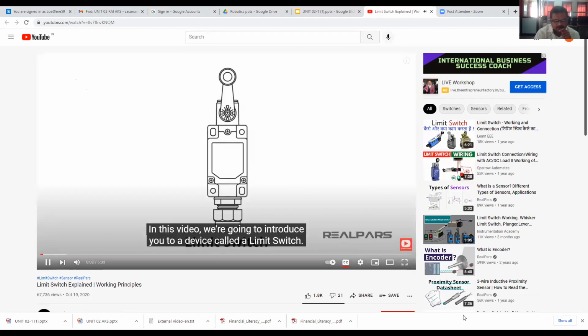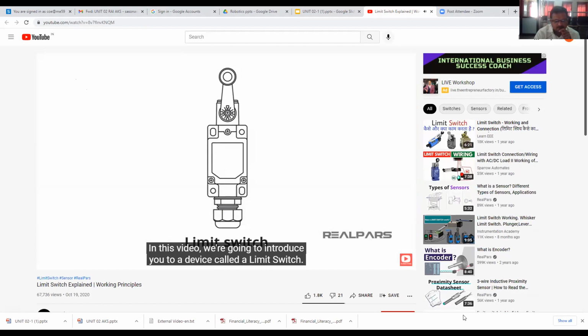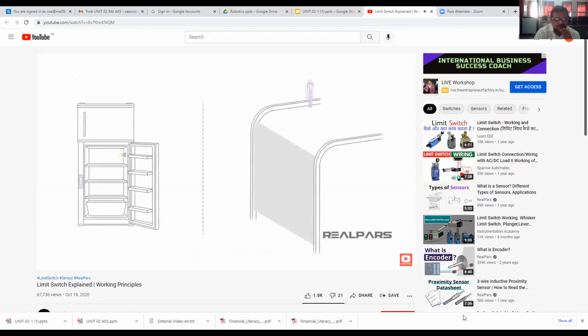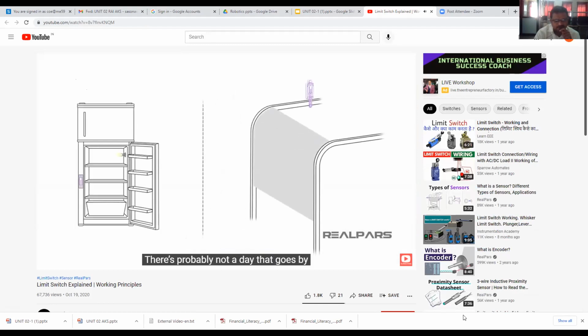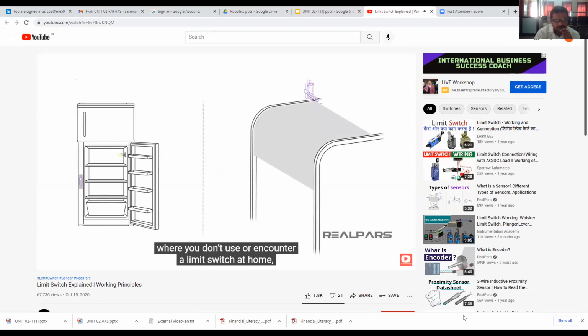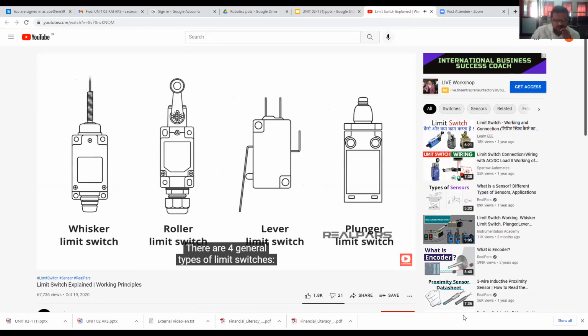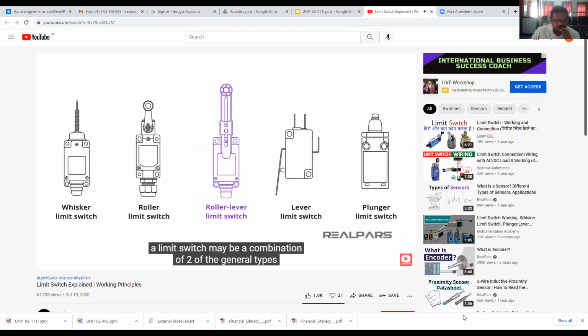In this video, we're going to introduce you to a device called the limit switch. There's probably not a day that goes by where you don't use or encounter a limit switch at home or at your workplace. There are 4 general types of limit switches: whisker, roller, lever, and plunger. Depending on the application, a limit switch may be a combination of 2 of the general types, such as roller lever.